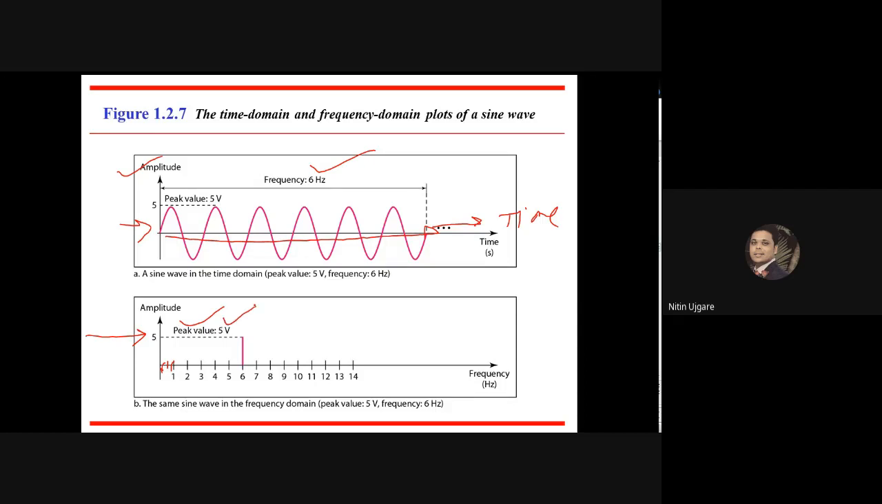Now here the signal is represented with a single spike. Because we know that this pink color signal, which is represented using the time domain, has a frequency of 6 hertz. Now when we are representing the same signal using the frequency domain, we are just representing it with a single spike or a single vertical line. So this line says that the signal has 6 hertz frequency and it has 5 volt amplitude. Remember, we measure the amplitude in volt and we measure the frequency in hertz. So these are the two different representations of the signal using the time domain axis and the frequency domain axis.